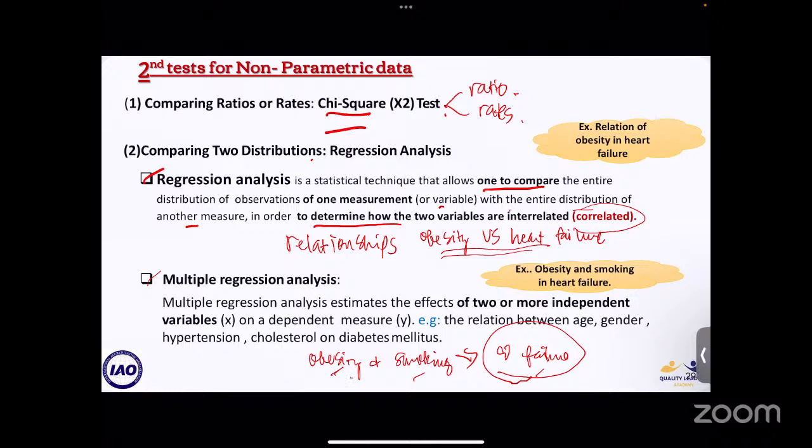So again, what's the difference? Simple regression analysis focuses on one independent variable and one dependent variable. Multiple regression analysis focuses on two or more independent variables and their relationship with a single dependent variable. Clear?